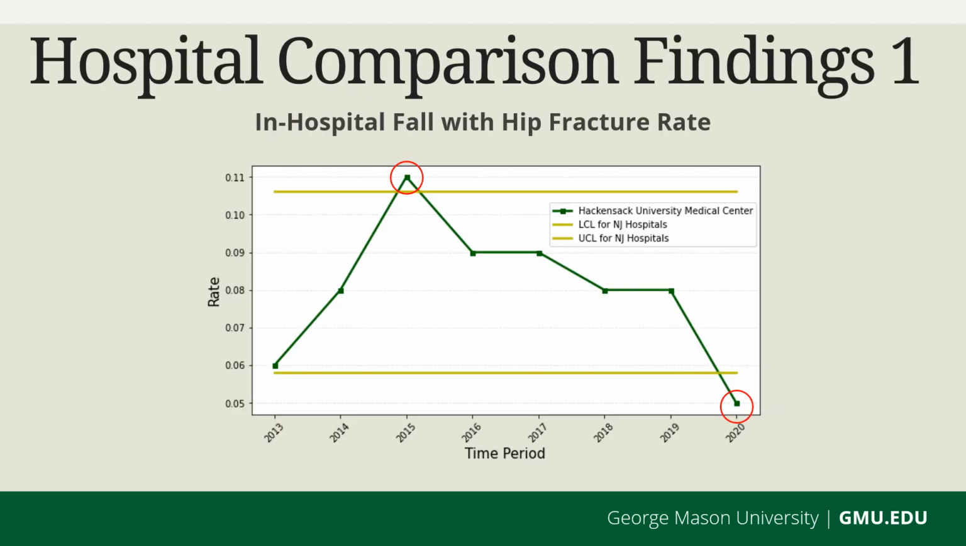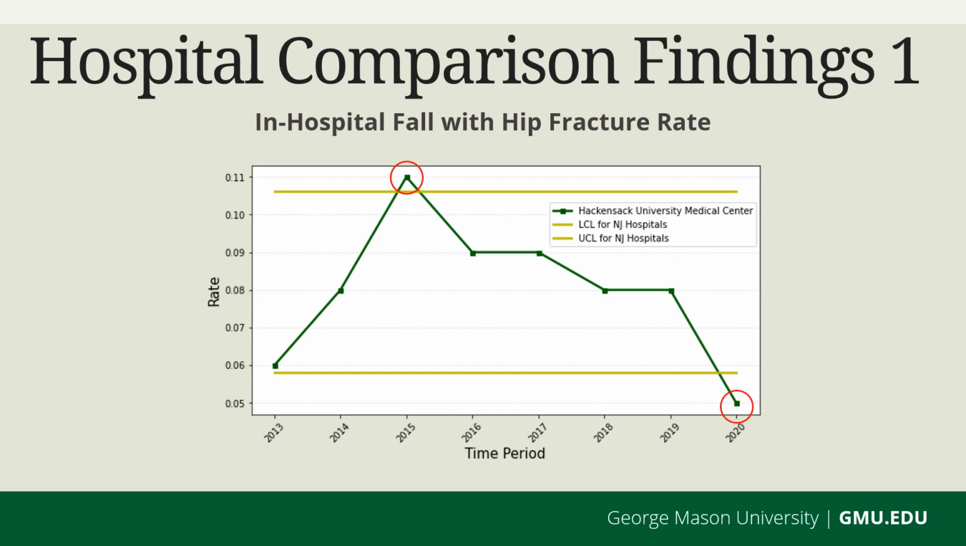This is our control chart, a graphical representation of the in-hospital falls with hip fracture rate over time. The chart allows us to identify trends, variations, and potential areas for improvement. Now let's focus on the yellow lines you see on the chart. The UCL, also known as upper control limit, signifies the maximum acceptable performance level. If the data points breach this upper boundary, it indicates an unusual spike in the hip fracture rate.